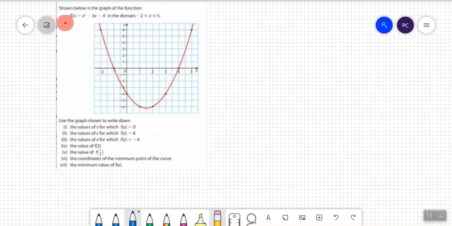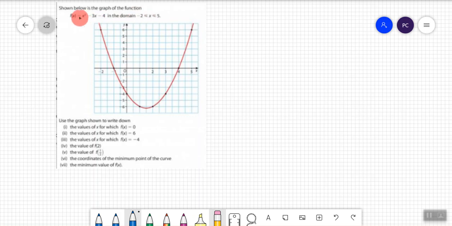Okay, so this question here, shown below is the graph of the function f(x) = x squared minus 3x minus 4, and it's in the domain minus 2 all the way up to plus 5. So in other words, the input values go from minus 2 all the way up to plus 5.